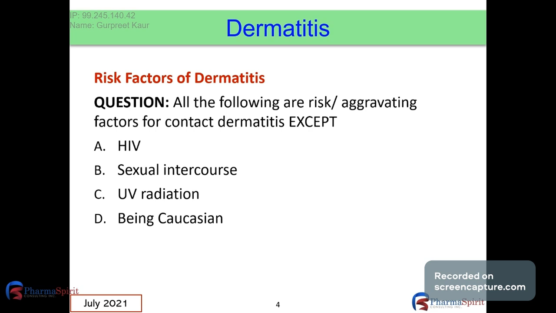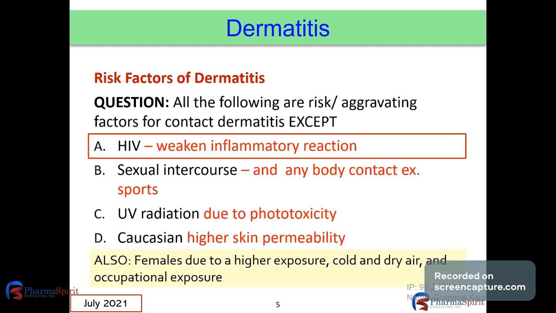Next question is about the risks and triggering factors, and all of the following are aggravating factors for contact dermatitis except, and the answer for this question is A. Actually, patients with HIV, they have a weak immune system, and they have a weak inflammatory reaction because of the weak immune system. Other risk factors and aggravating factors that you can see also here on this slide.